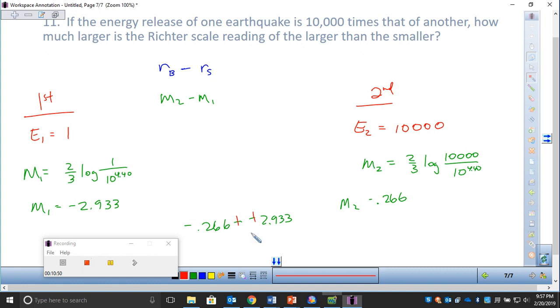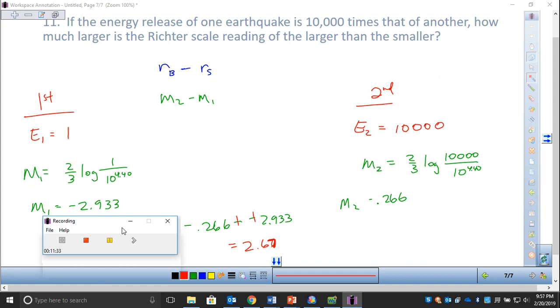And you get a reading of 2.66 or 2.67. We're going to round to the nearest hundredth there. So the bigger earthquake, which is 10,000 times that of another in energy released, has a magnitude reading that is going to be 2.67 Richters larger, or the magnitude is 2.67 greater on the Richter scale. So yeah, that wraps up this section, and we'll go ahead and try the homework, and we'll move on with the next lesson when I get back.